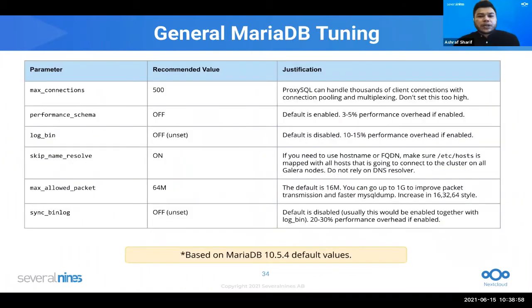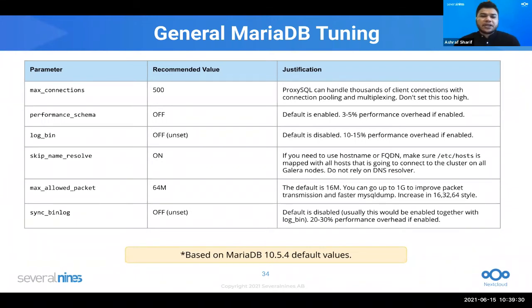Okay, so general MariaDB tuning. If the total database nodes is 3 and all of them are behind the load balancer like ProxySQL, 500 maximum connections is a good starting point, since you have ProxySQL on top of it, which is smart enough to handle thousands of client connections with connection pooling and multiplexing. So this value can be set dynamically. If you need to increase it, you can just dynamically increase it on the MariaDB server without a restart.